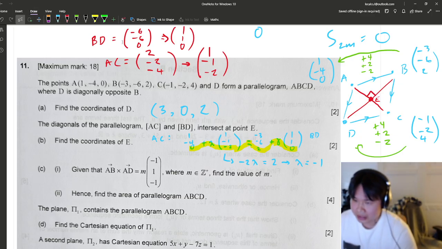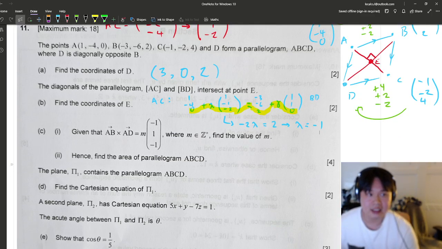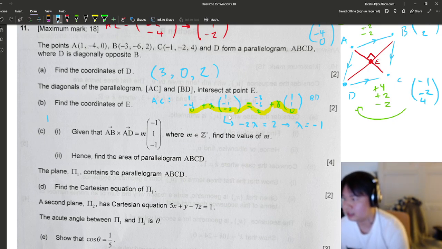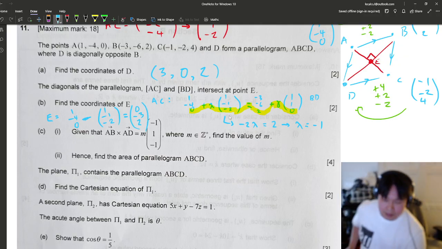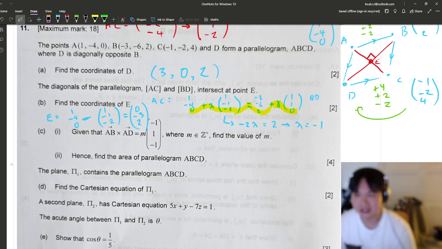So now that I know lambda, I can plug it back in and then get my point E. So E is equal to 1, negative 4, and 0 plus lambda times my direction vector 1, negative 1, negative 2. Okay, 1 minus 1 is 0. 4 minus negative 1 is negative 3. 0 minus negative 2 is 2. Okay, so here's E. Luckily it wasn't that bad because of this 0 taking out the gamma, the other parameter for BD.